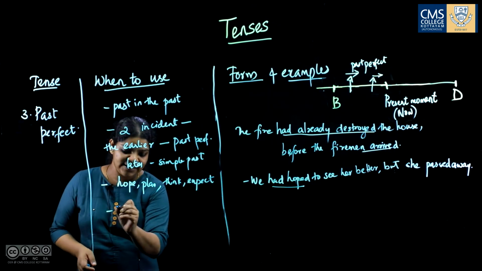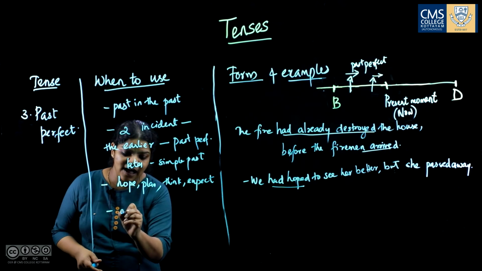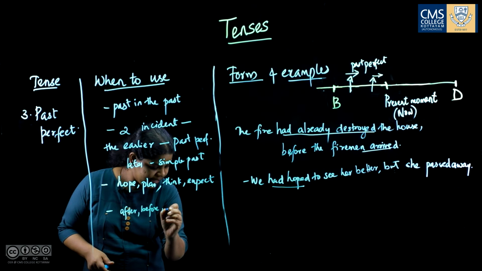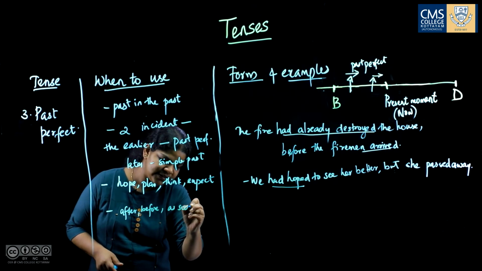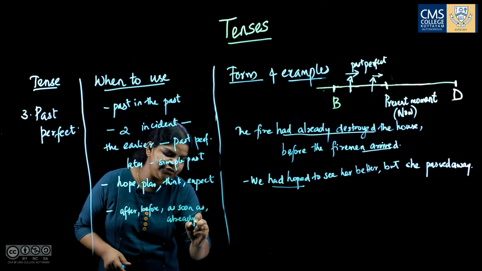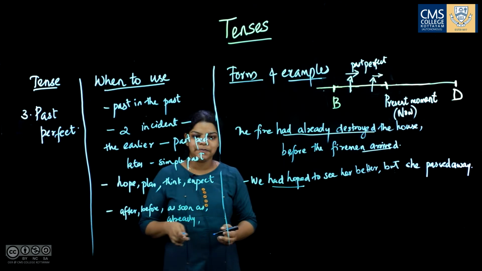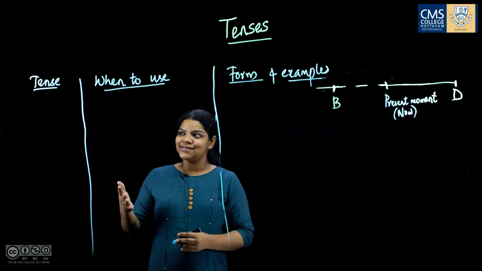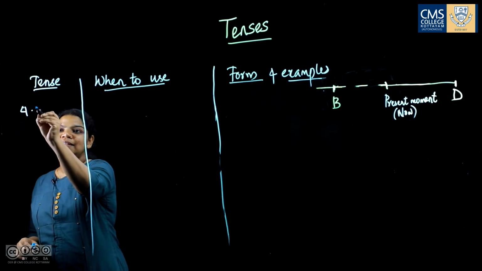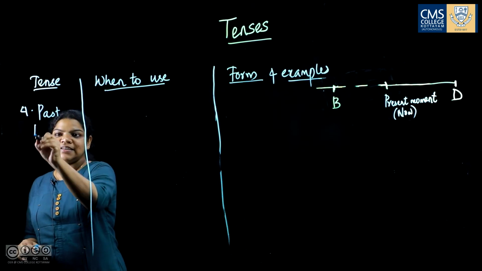Similarly, with phrases like after, before, as soon as, already, etc., we commonly use the past perfect tense. The last and the fourth type of the past tense is the past perfect continuous tense.